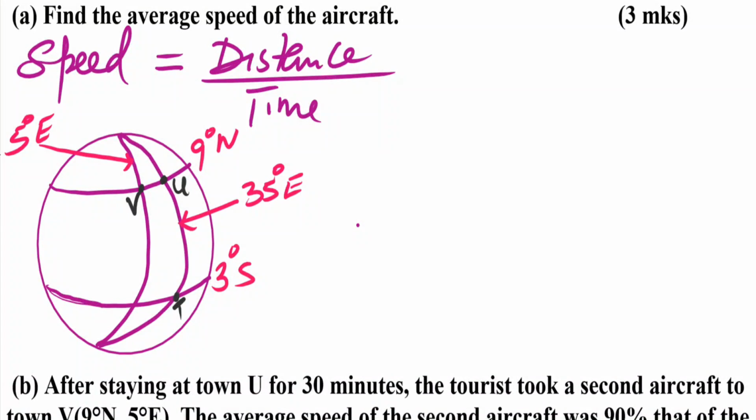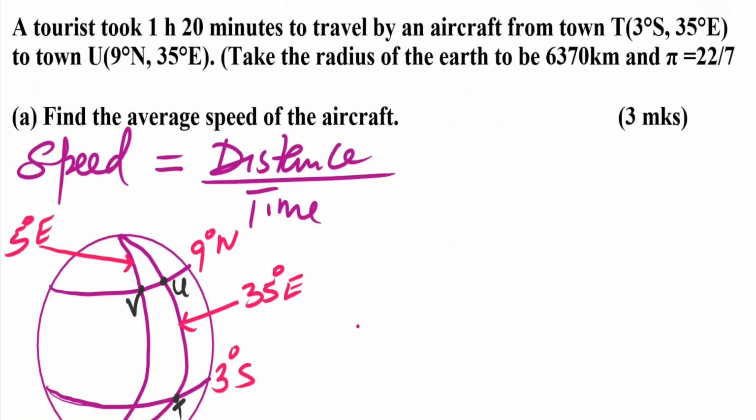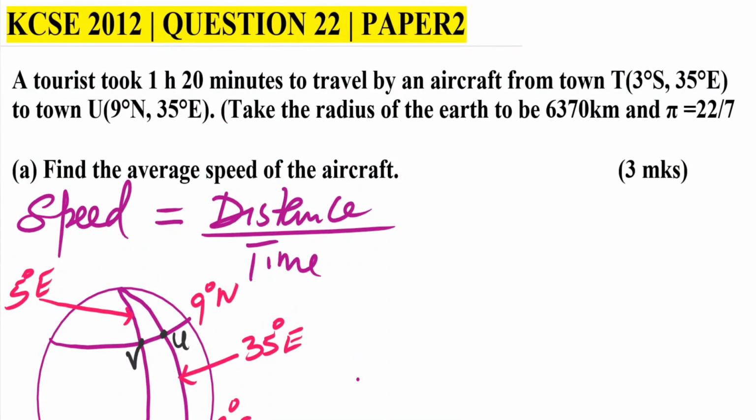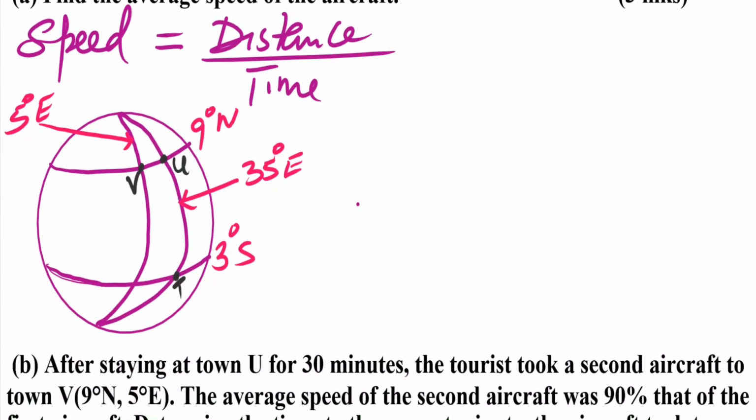The locations of these places, that is T, U, and V. Now let's go to the question. Find the average speed of the aircraft. The aircraft moved from T to U. So look at that distance.